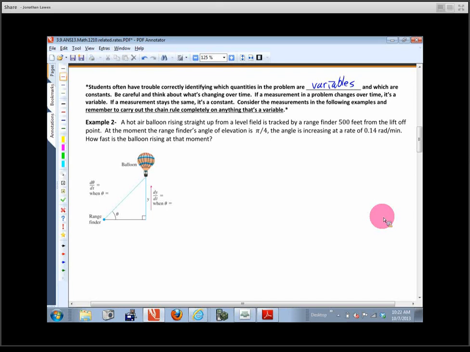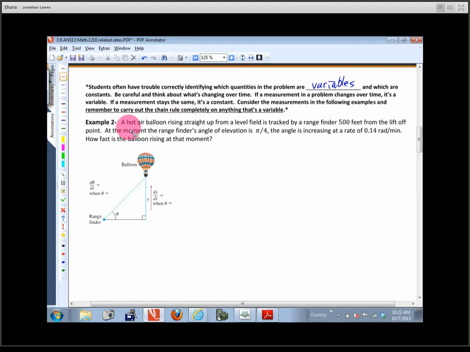If a quantity is changing over time, if it's 7 here and then 14 here, it's changing. It is not always 7 and it's not always 14. Use a variable for that. But if in a problem there's a quantity like this measurement is always 19 and it stays 19 and it never changes, that's a constant. So make sure you think about what's changing in the situation. If it's changing, it's a variable. If it's not changing, then it's a constant. And then make sure you remember to carry out the chain rule on each problem.